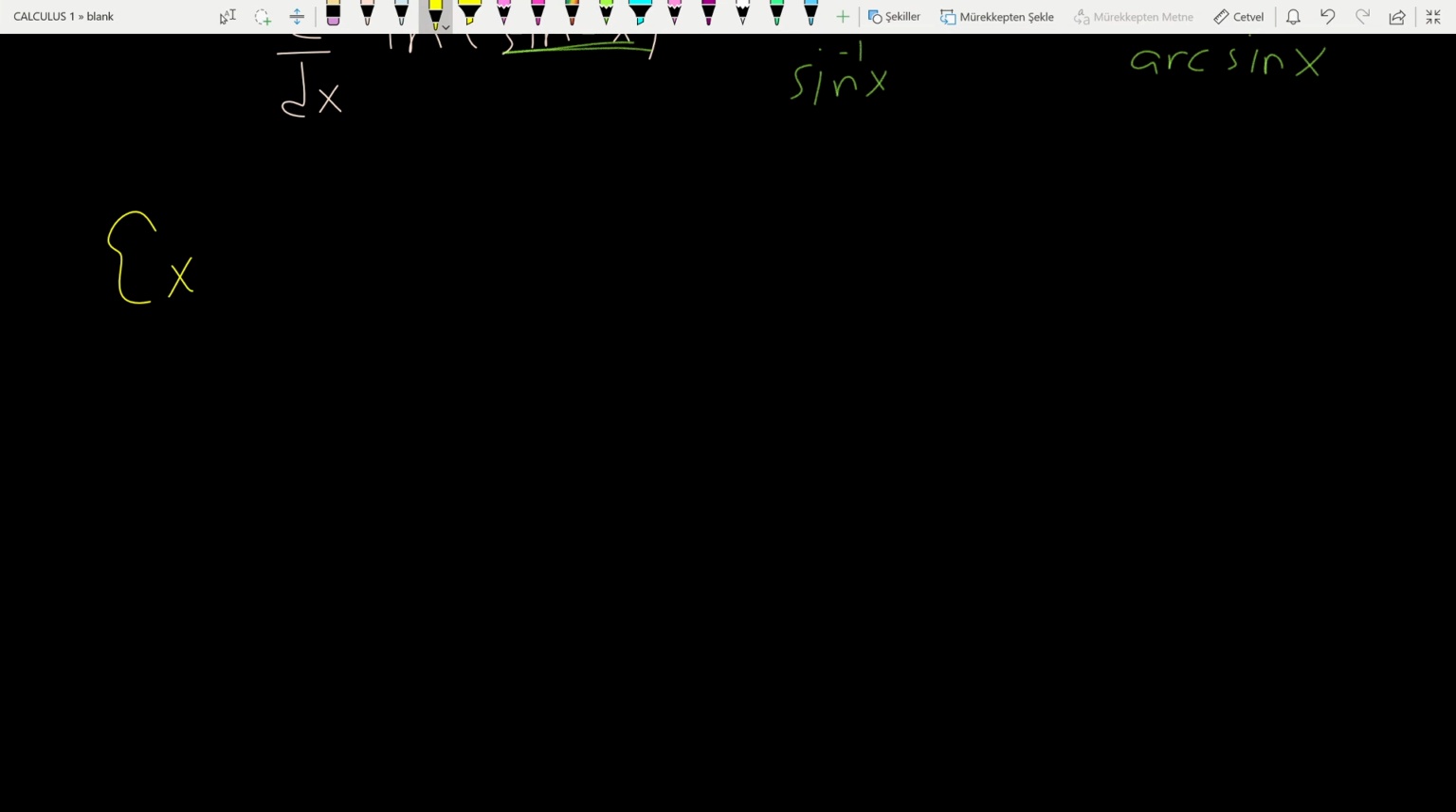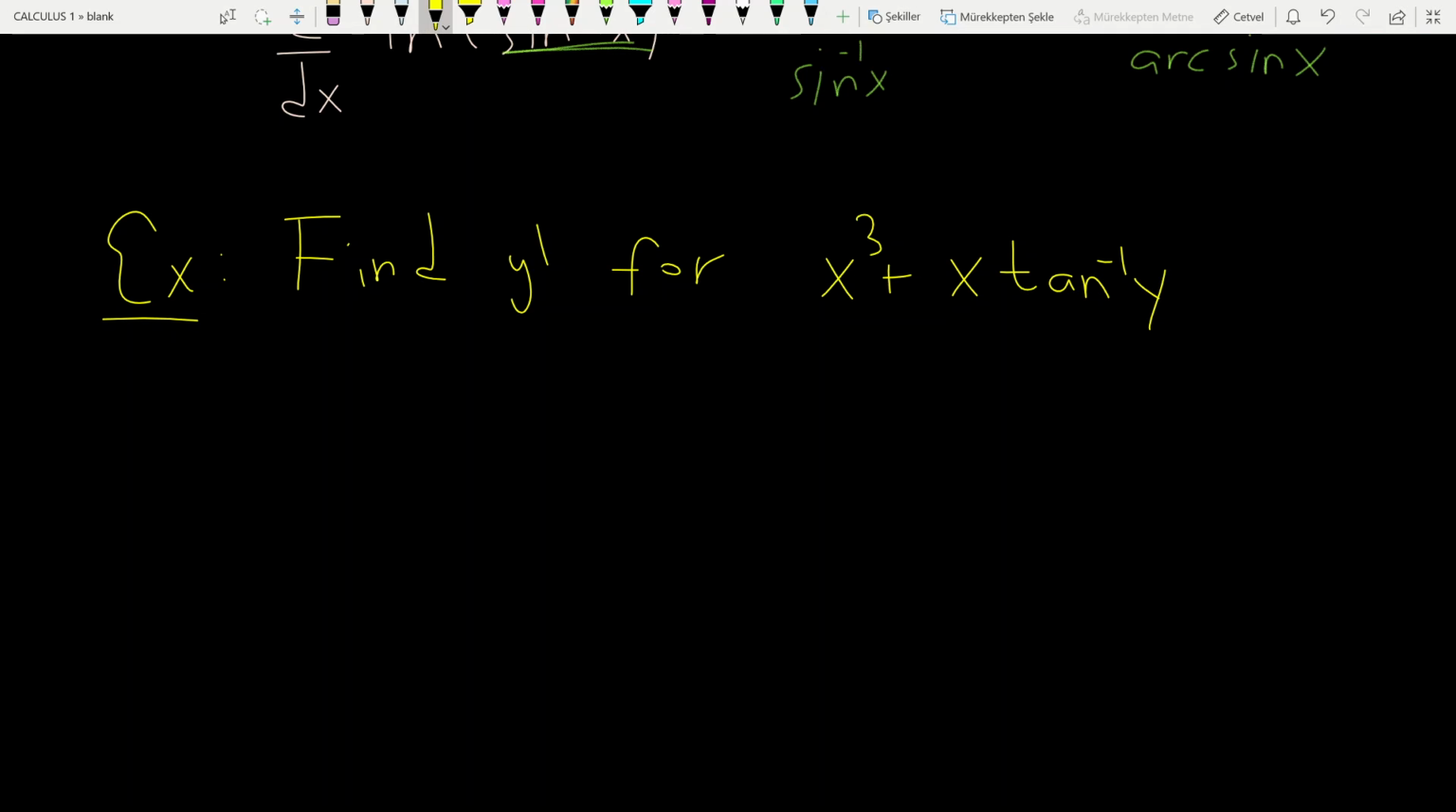Example. Find y prime for x cubed plus x times arctangent y is equal to exponential y. Okay.